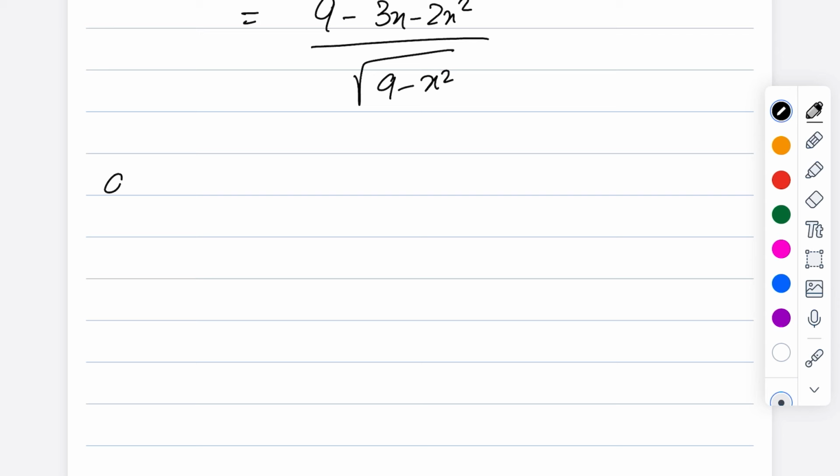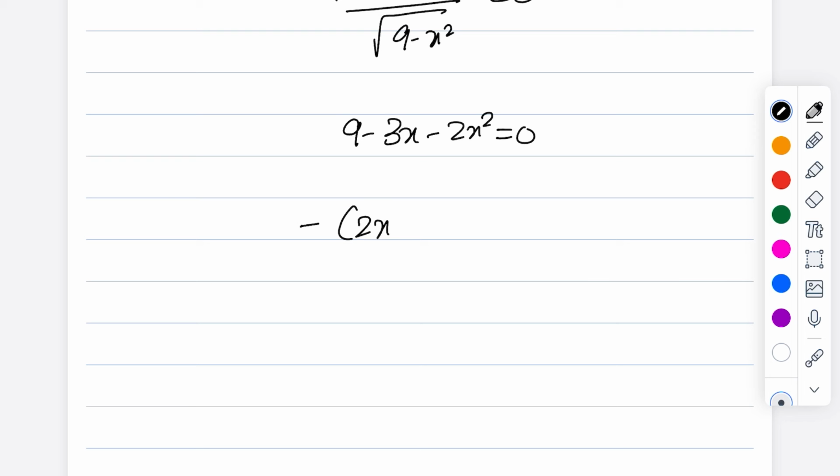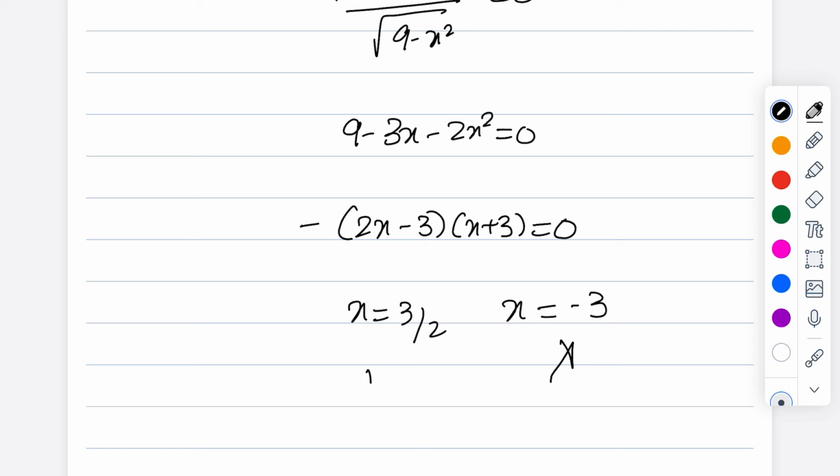Coming to part D. Part D is asking the y coordinate of R such that A is maximum. So whenever it is maximum or minimum, the first derivative should be equal to 0. 9 minus 3x minus 2x square upon square root of 9 minus x square should be equal to 0. So 9 minus 3x minus 2x square equals 0. Factorize it out. I'm directly writing the factors. (2x minus 3)(x plus 3) should be equal to 0. So x equals either 3 by 2 or x equals negative 3. So x cannot be negative 3. So only x equals 3 by 2 is going to be the answer.